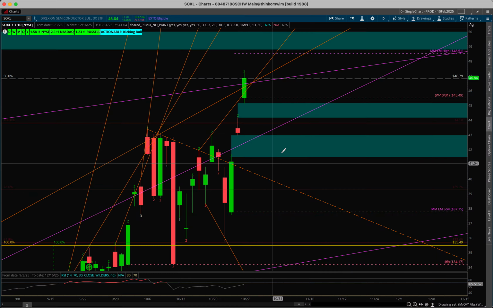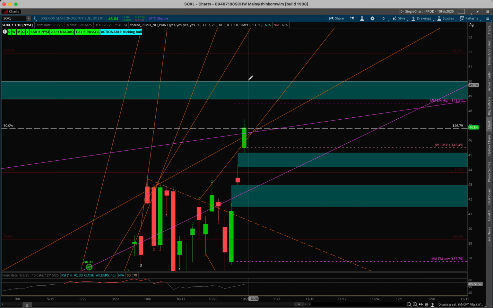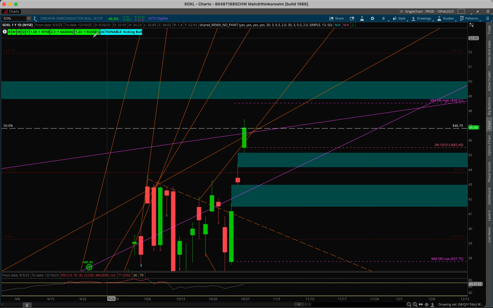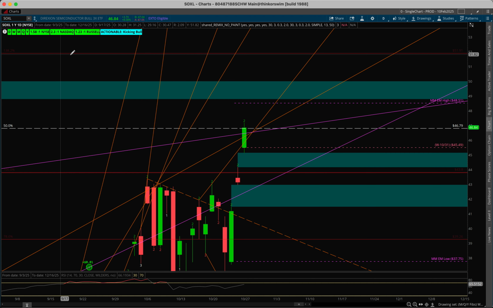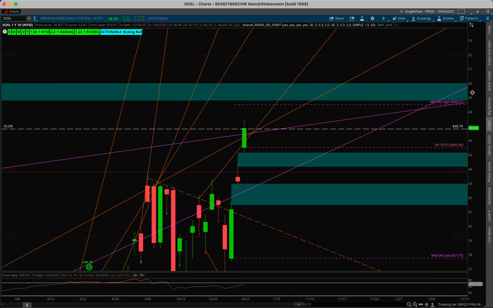Who knows? But that might fill the gap there. To the upside, we would just have a 2 up continuation, and we're looking at the market maker's expected move high and the gap fill as our first targets to the upside. We've got the 138.2 fib extension of the bull flag up here at 55.91, so we'll keep that in mind as well. All right, so let's just go back and look at the numbers.